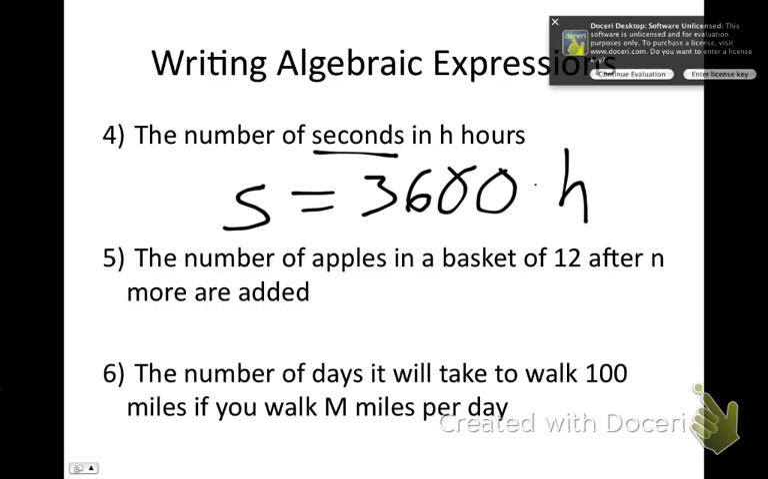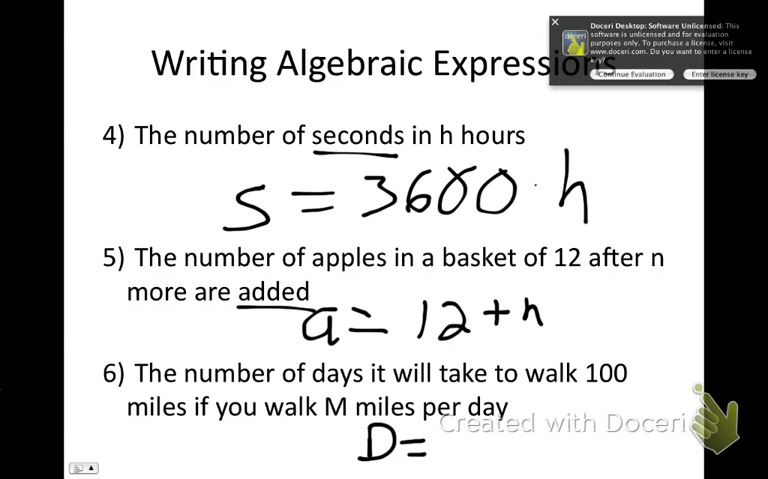Number 5, the number of apples in a basket of 12 after N more added. So A equals, what might we say there, Jack? A equals 12 plus N. Nice job. Yeah, gives it to us. We're adding it. And then number 6, the number of days it will take to walk 100 miles if you walk M miles per day. What do you say, Sean? So that one is very similar to what we had earlier about a plane. What do you think, Jarrett?